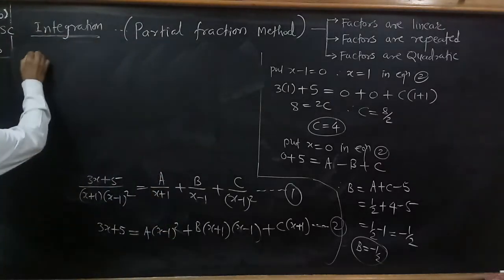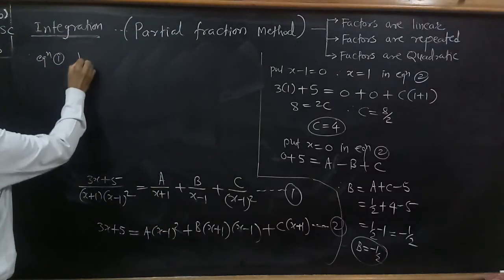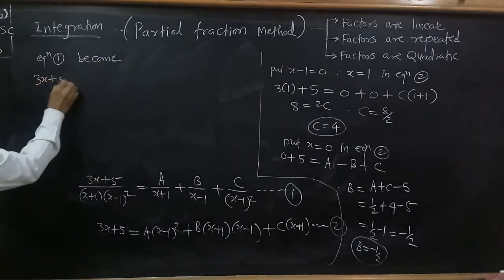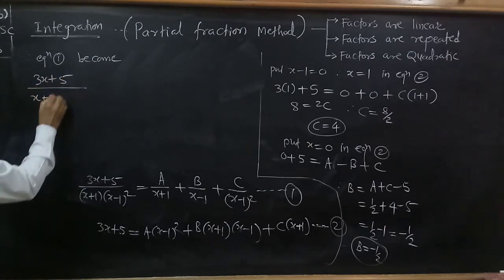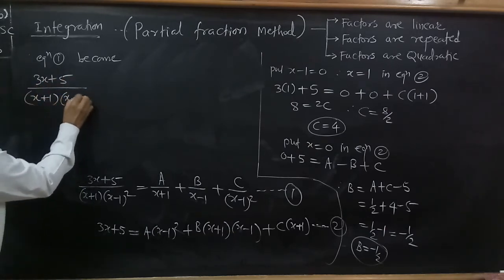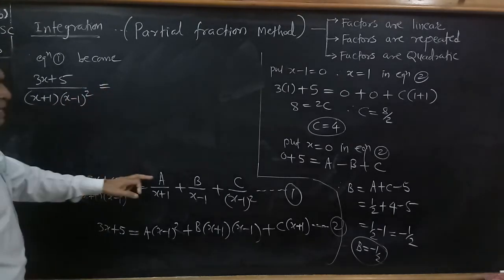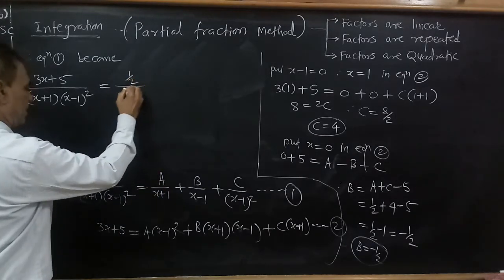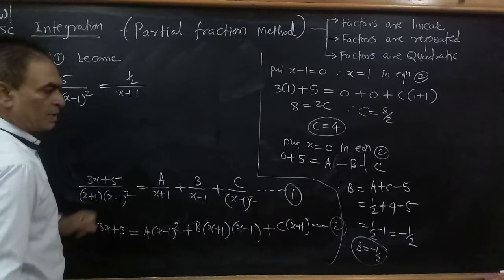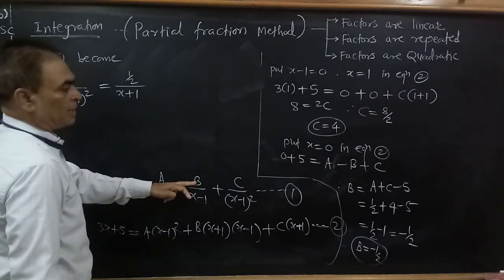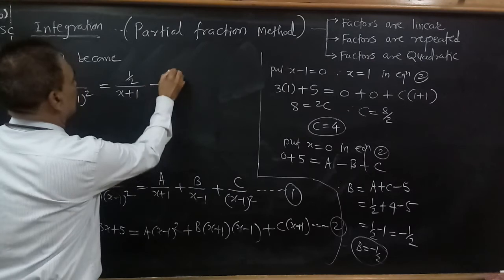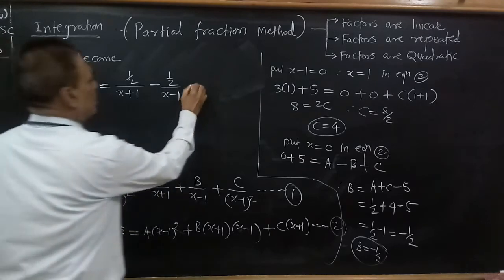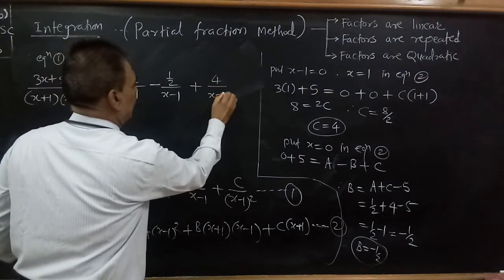Therefore, equation 1 becomes, put the proper value in the proper place, you will get (3x plus 5) divided by (x plus 1)(x minus 1) whole square equal to A. What is the value of A? A is nothing but 1 half, x plus 1. Isn't it? What is the value of B? B is nothing but minus 1 half, x minus 1. And what about the value of C? Plus 4 divided by (x minus 1) whole square.